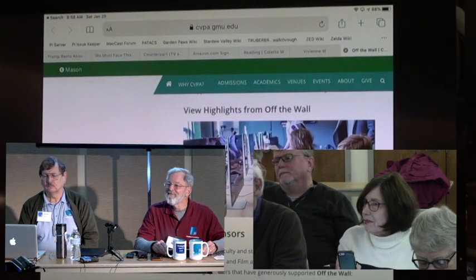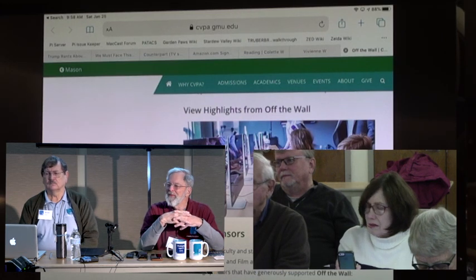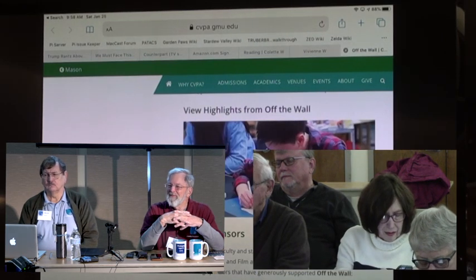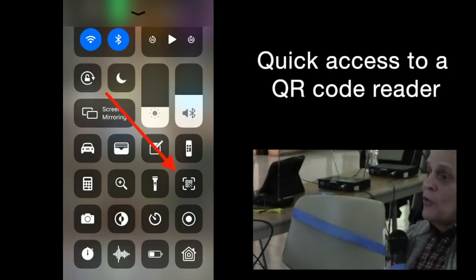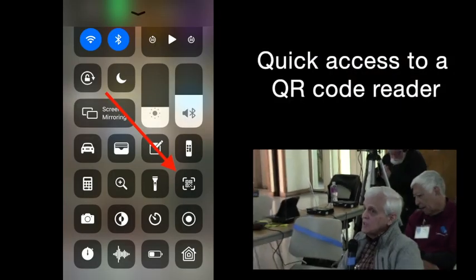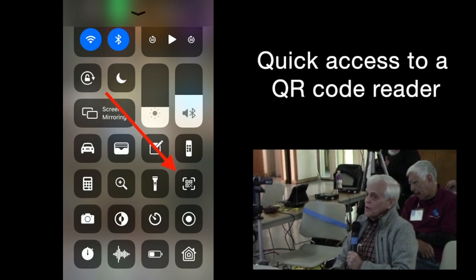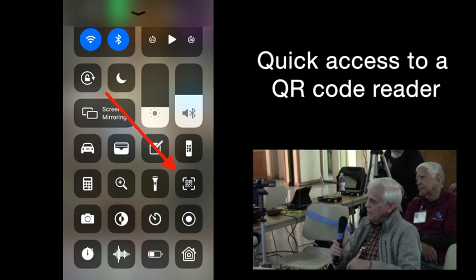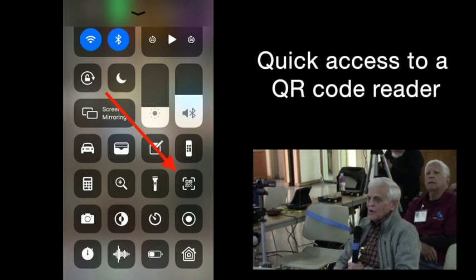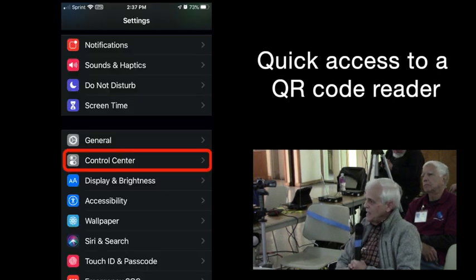If you're going to be looking at multiple QR codes, there's really a much faster way. A faster way of using QR codes from your iPhone is to put the QR code reader in your control panel. You scroll down. The one you pull down? The one you pull down. It's not in there by default. You have to go to settings to add a new feature. Settings, then control panel.